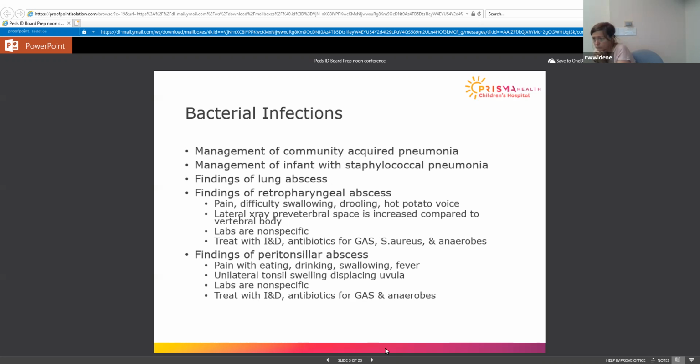As far as durations and those kinds of things, I don't think they'll ask you duration. It'll probably be more what's the most likely organism, what's your first antibiotic choice. Okay, so management of community-acquired pneumonia. The number one pathogen is still strep pneumo, and then we need to worry about Staph aureus too. Clinically, we do that MRSA PCR nasal swab, with a good negative predictive value, to differentiate between the two. And then management, the boards are always going to be a few years behind.